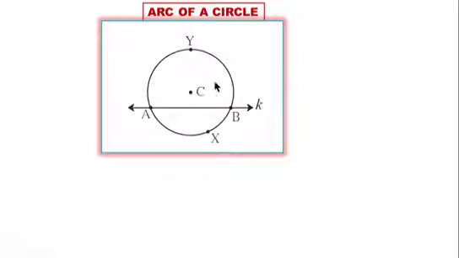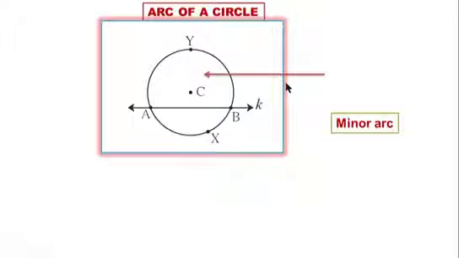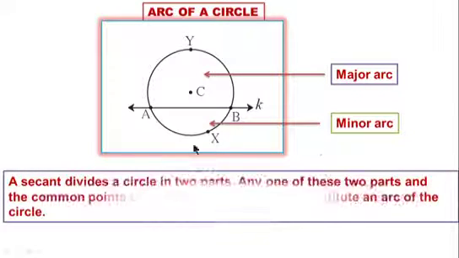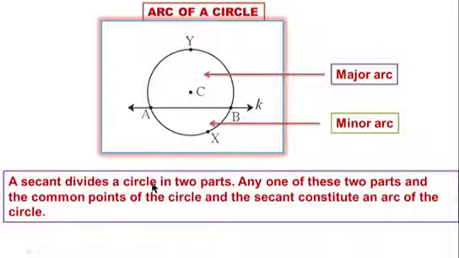Arc of a circle. In this figure, arc AYB is a major arc and arc AXB is a minor arc. A secant divides the circle into two parts. Any one of these two parts, along with the common points of the circle and the secant, constitutes an arc of the circle.